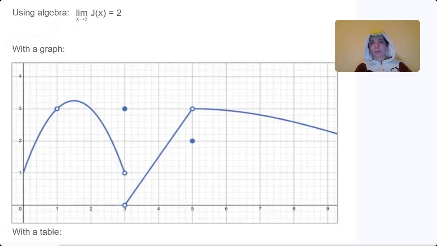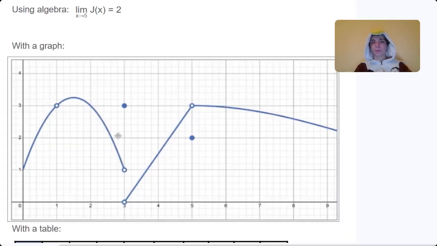And limits can also be expressed using a graph like this. You have some different limits here, and a value can be undefined and still have a limit that exists. But if the left and right don't match, then the limit doesn't exist.